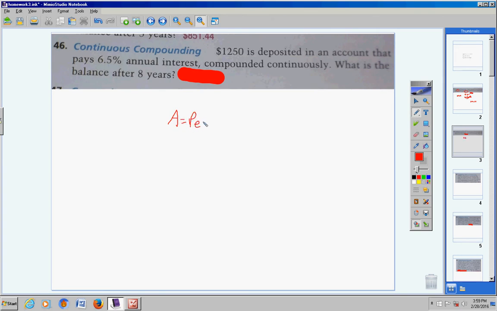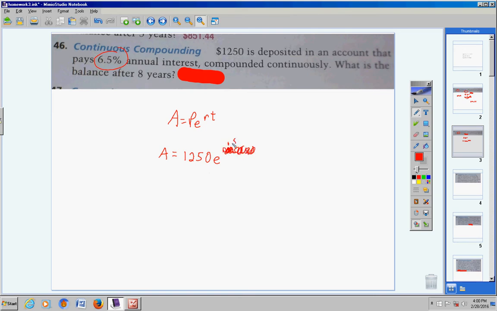A equals P E to the RT power. A is your ending amount or your balance, which is what we're looking for. P is your starting amount or your principal, 1250. E, of course, is a number. For R, I'm going to put 0.065. That's 6.5%. And it's for 8 years. So for T right here, I'm going to put 8. So the first thing you want to do, obviously, is take 0.065 times 8, and you will get 0.52. So your exponent is really 0.52.